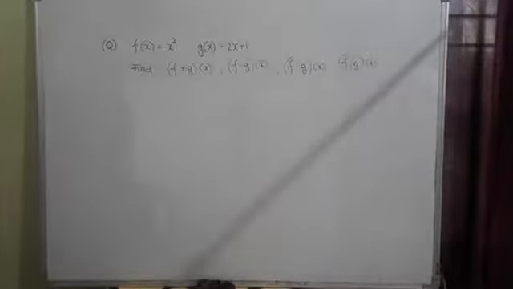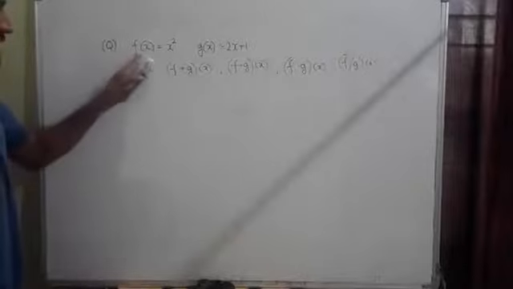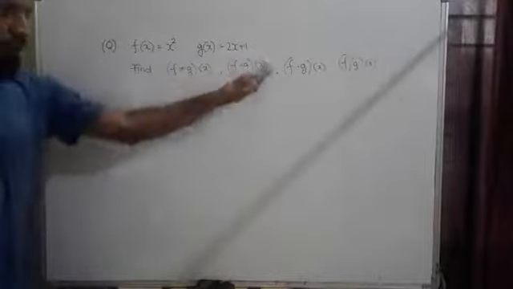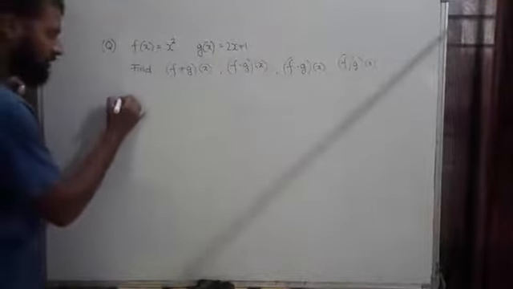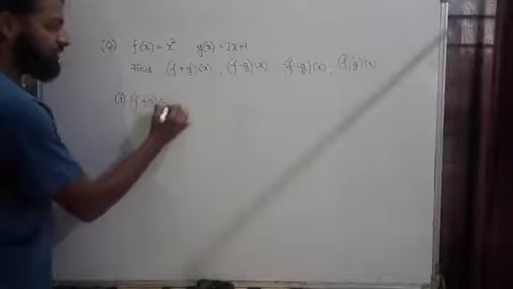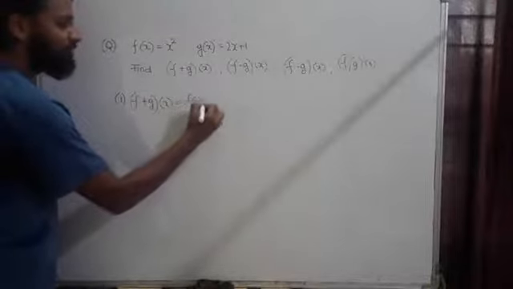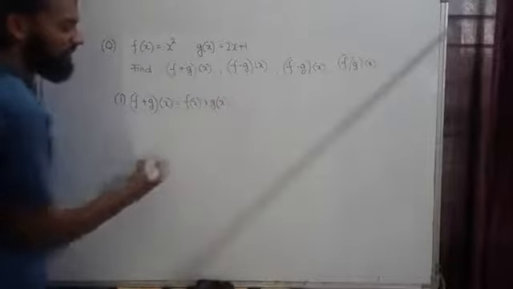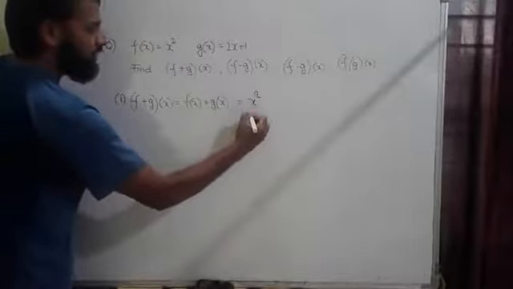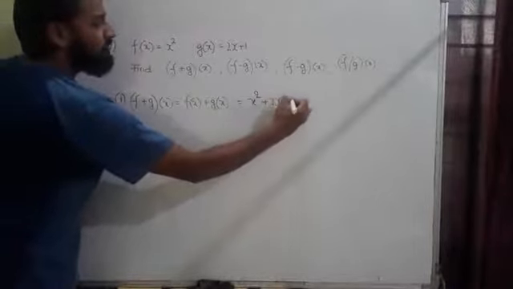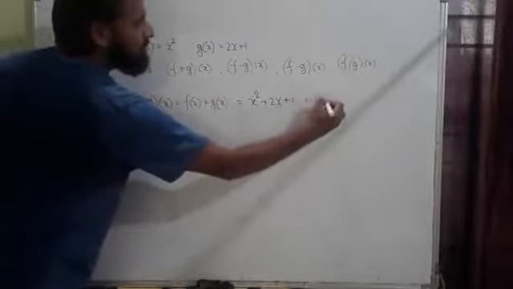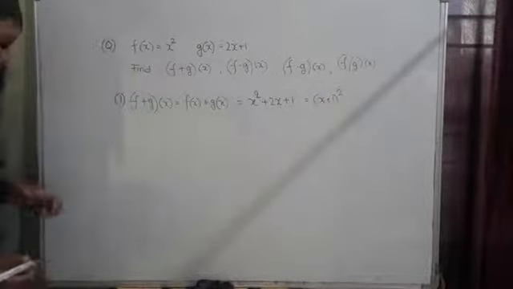Well, dear students, let's see this question. The question says f(x) is equal to x square, g(x) is equal to 2x plus 1, and we need to find all these four values. So the first one is (f plus g)(x), which is equal to f(x) plus g(x). We already know this from the definition, isn't it? So now what is f(x)? f(x) is x square and g(x) is 2x plus 1. So this is the answer, or else you can easily write this as (x plus 1) the whole square to make it simplified.